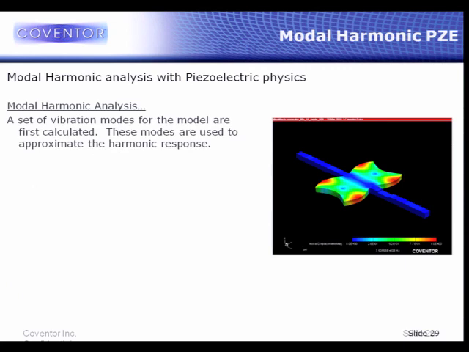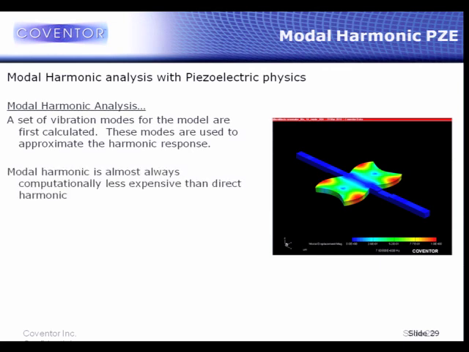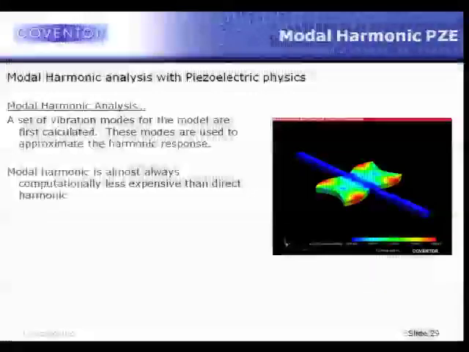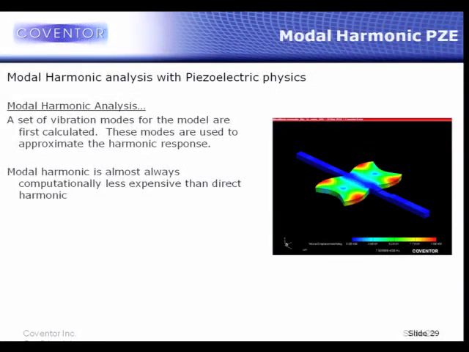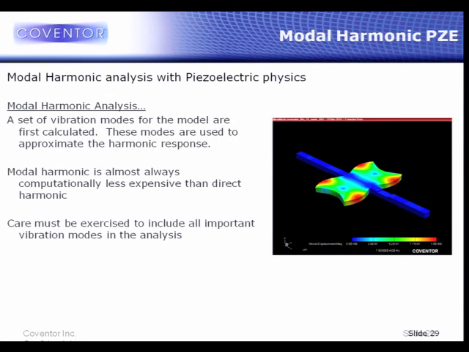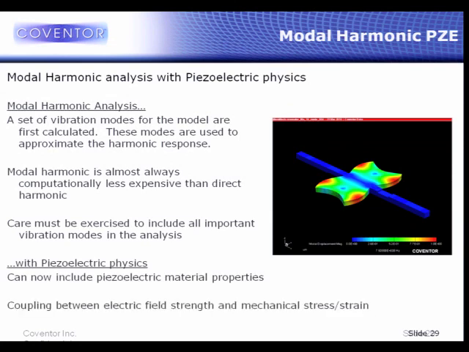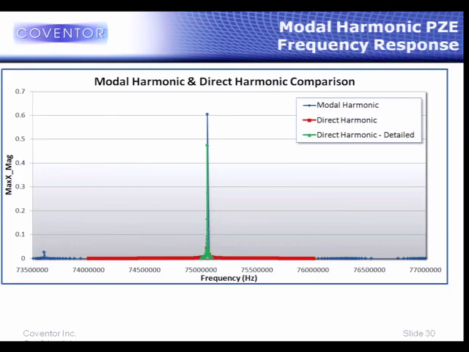Modal harmonic means there's a set of vibration modes that you want to capture in your model, and those modes together characterize the response. It's almost always faster to use modal harmonic than direct harmonic, and that's why we did it. It's of interest largely for very high frequency resonators based on piezoelectric effects. I'm just going to show some examples.